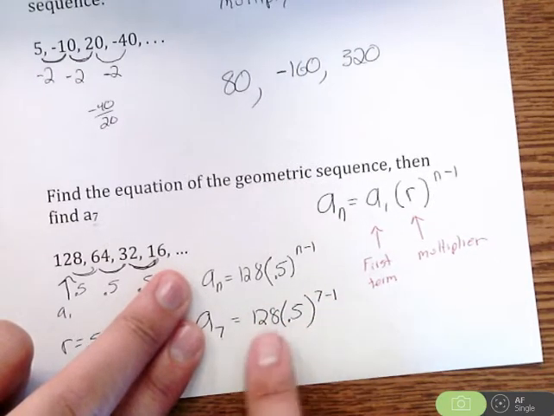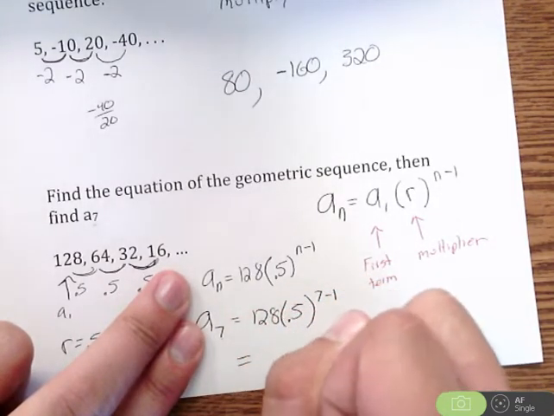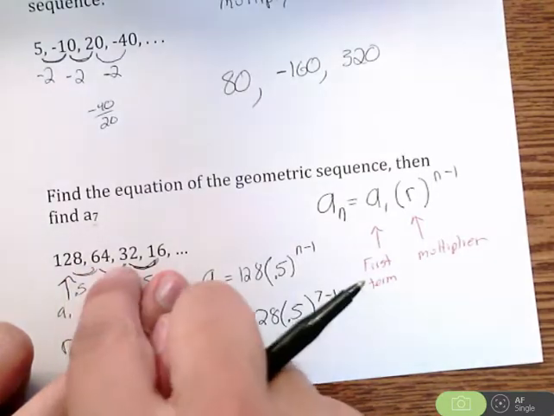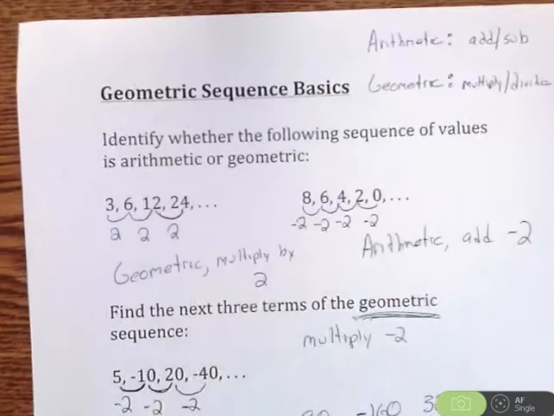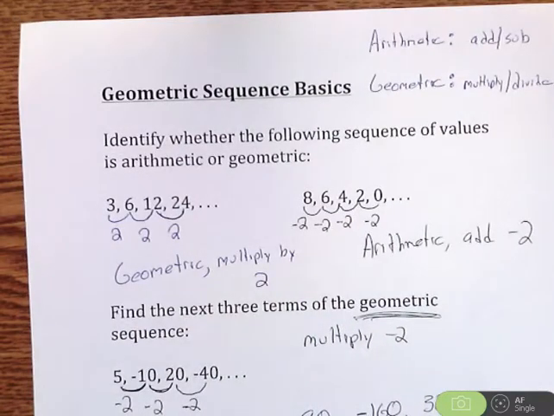You could take a graphing calculator, plug this all in, and when you hit enter, you should get 2. So I didn't have to continue the pattern. I found out what the 7th term is. It is 2. And that was some geometric sequence basics.